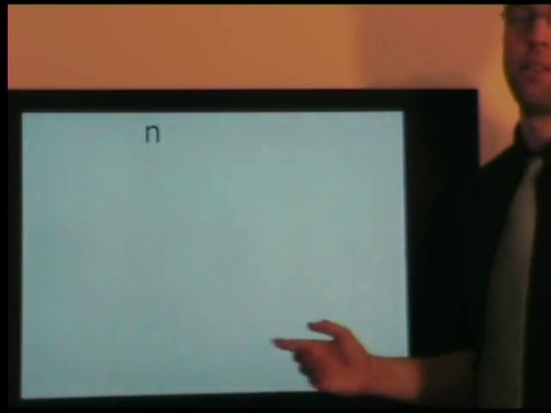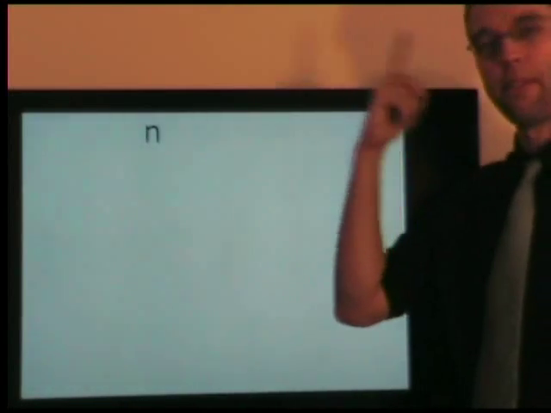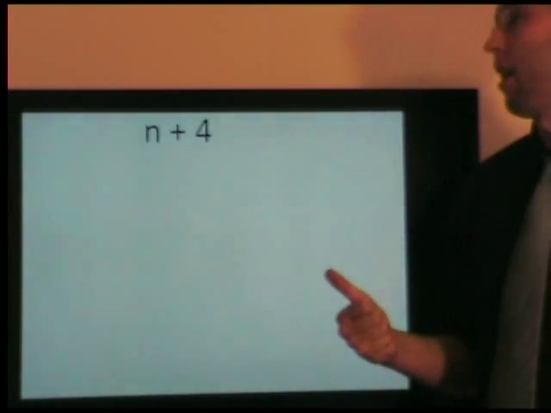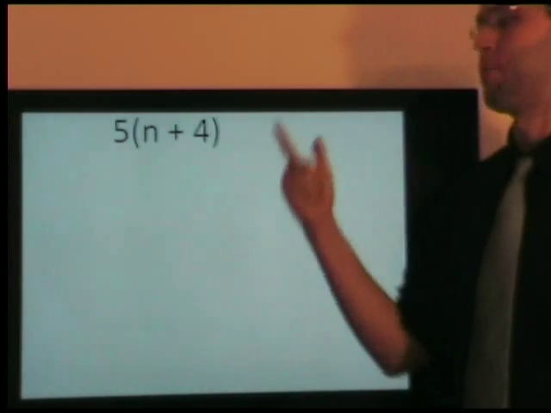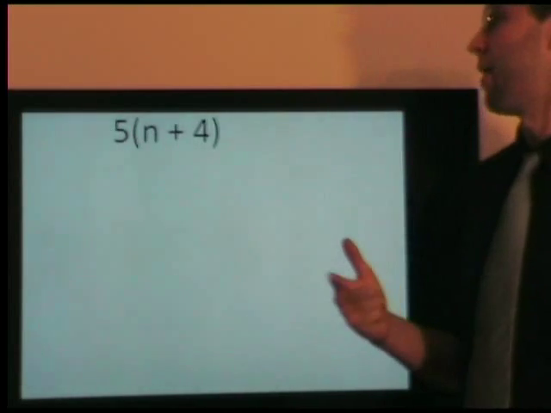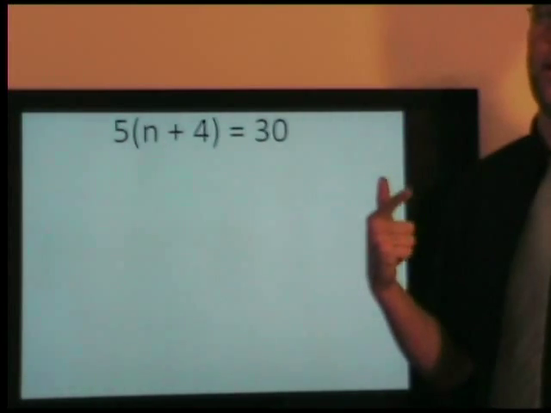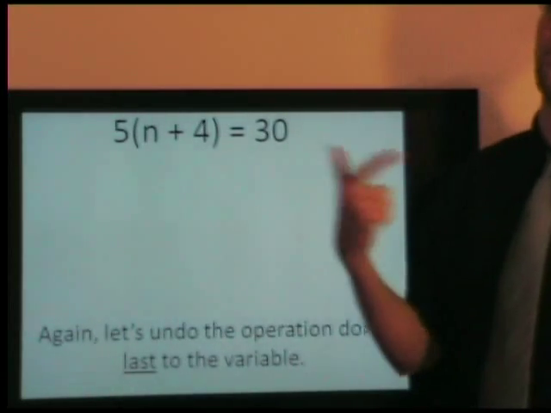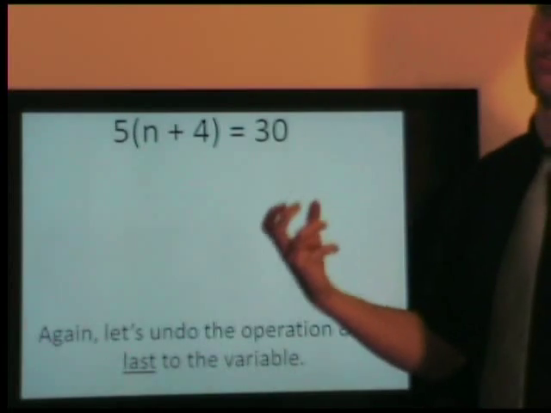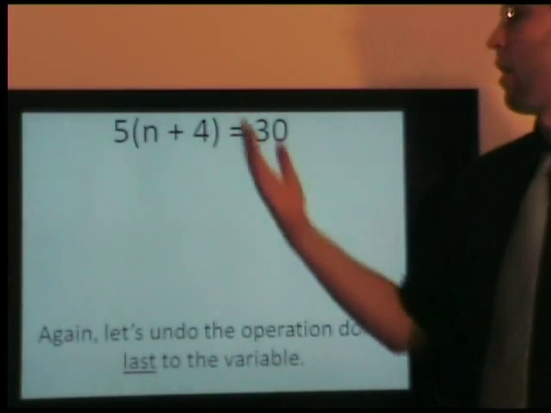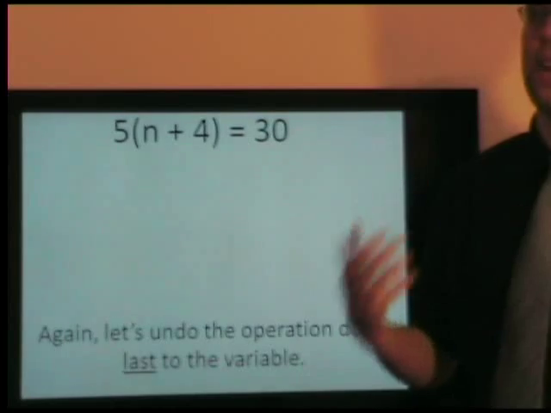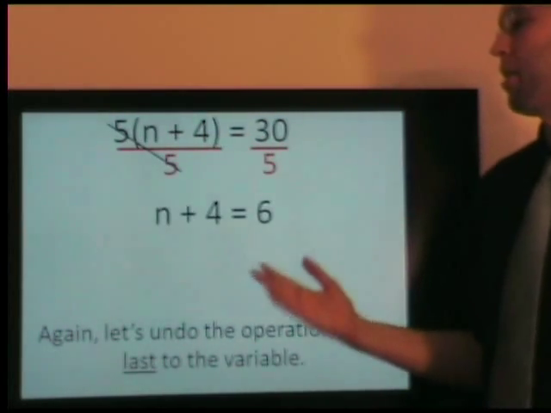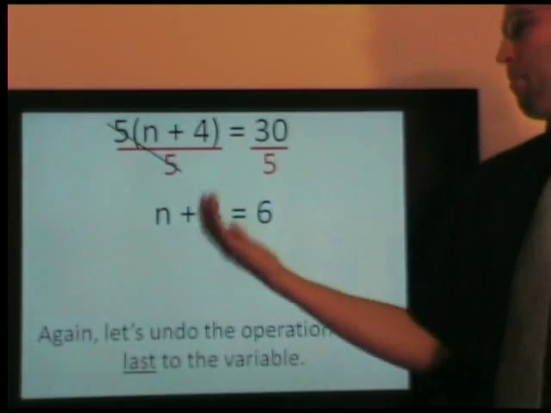Now let's do the same process for this problem. I'm thinking of a specific number. The first thing I'm doing is adding 4. The next operation I'm doing is multiplying by 5. If the result is 30, what's that original number? Again, let's undo each operation in the reverse order. So we're starting with the last operation done to n. How do I undo that times 5? I divide by 5. This cancels, bring it down. One-step equation. How do I undo a plus 4? Minus 4.